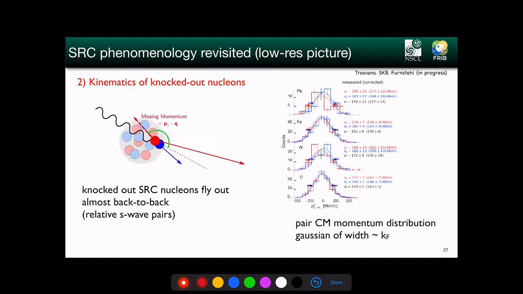Okay, what about the other bit of phenomenology, namely that most SRC pairs fly out almost back to back in relative S-wave pairs, and that the extracted pair center of mass momentum distribution is nice and soft. It's a Gaussian with the characteristic size of KF. How do we see that in our approach?